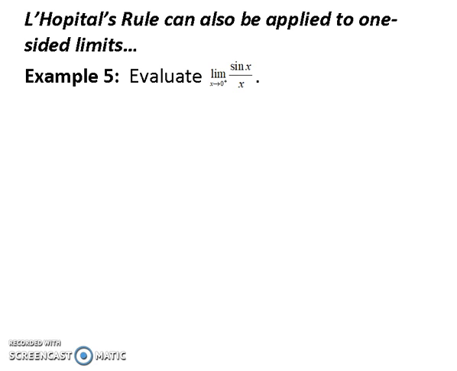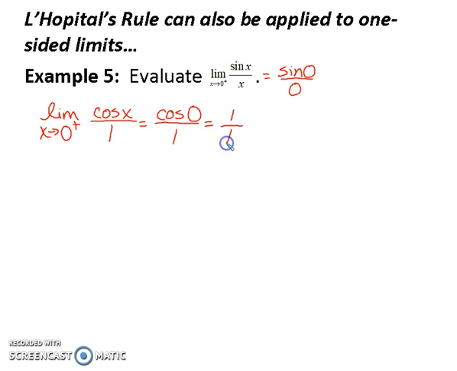So, for example, here we have sine of x over x again, just like we did back in example 1. But we're approaching 0 from the right. It's irrelevant. I would still get 0 in the denominator if I tried to substitute into this right now. So I can still apply L'Hopital's rule to it because it would be an indeterminate form. So the derivative of sine is cosine, the derivative of x is 1, and so you would get 1 for your answer.